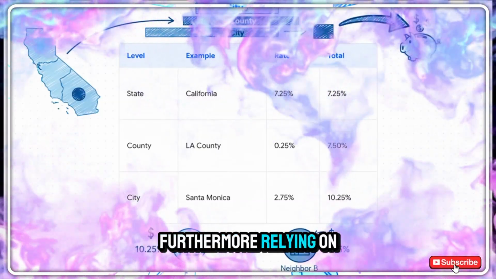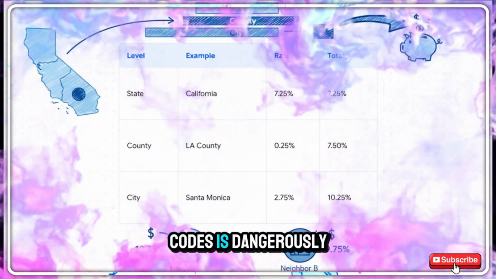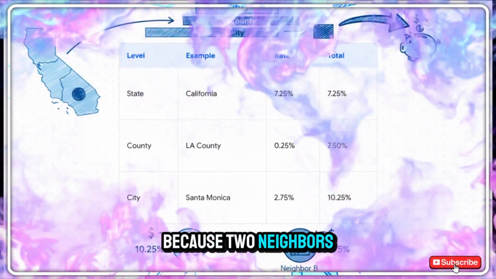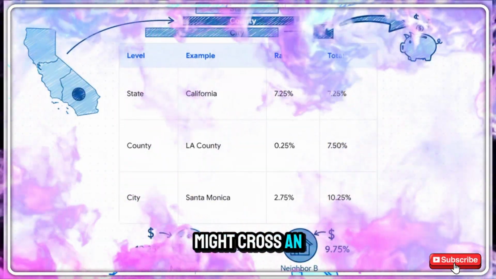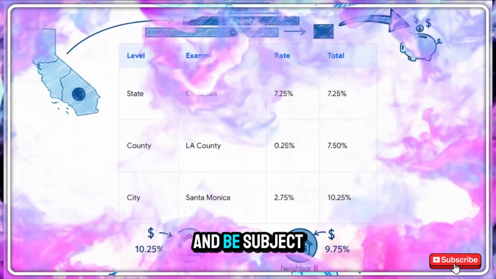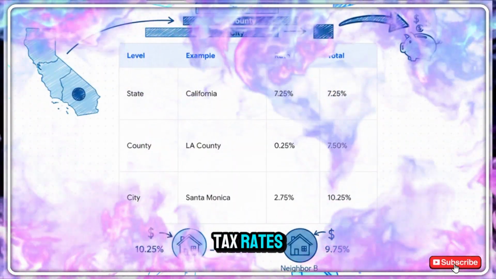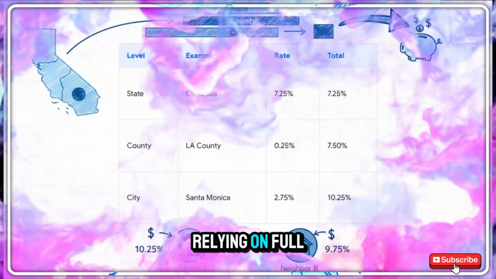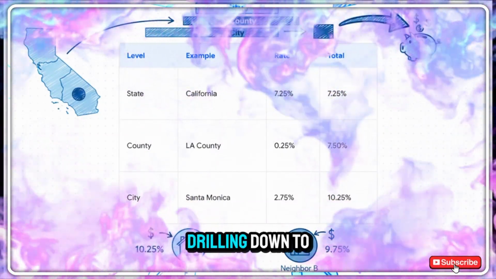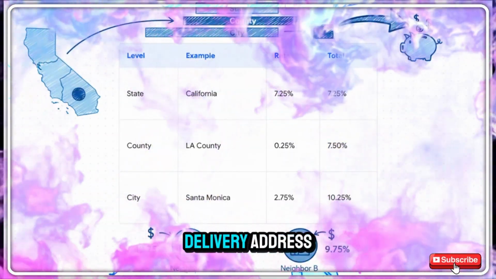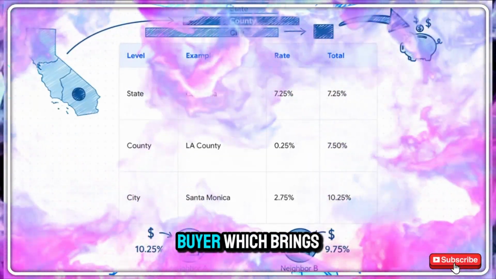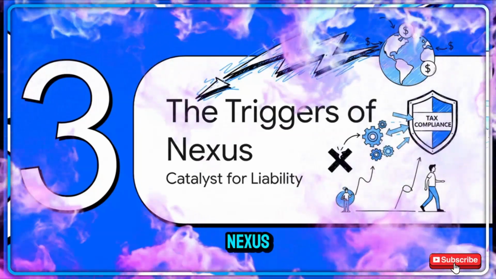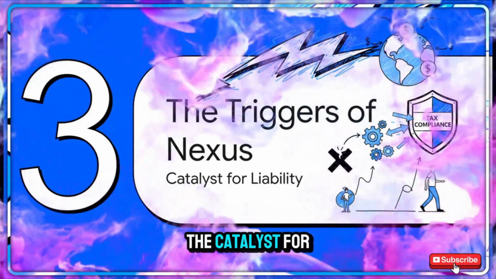Furthermore, relying on standard 5-digit zip codes is dangerously inaccurate for mapping these tax boundaries because two neighbors living on the exact same street might cross an invisible municipal line and be subject to completely different tax rates. True compliance requires pinpoint accuracy, relying on full 9-digit zip codes, drilling down to the specific physical delivery address of the digital buyer.